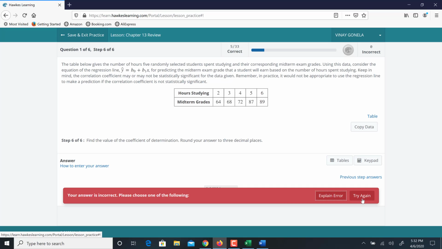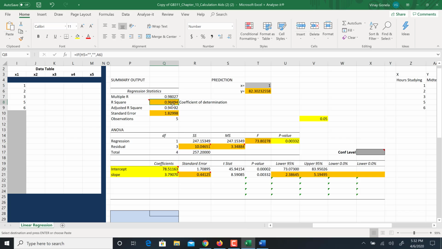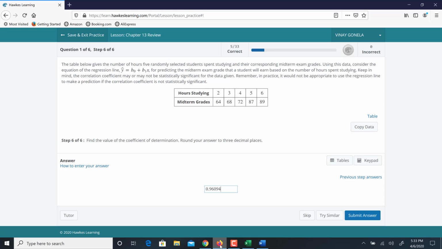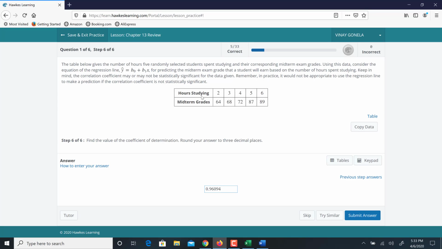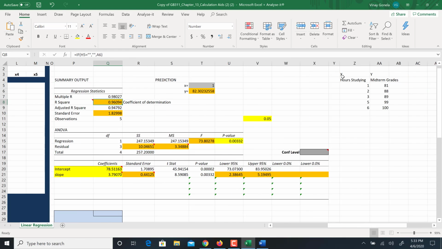Okay, let me try again. Let me see what I used. Yeah, I think they changed the question. Let me check if it is a different question. Yeah, the question is different, so the question has changed. So I will copy the new data and paste the new data. This is the new question, and that's the reason why r square is wrong.